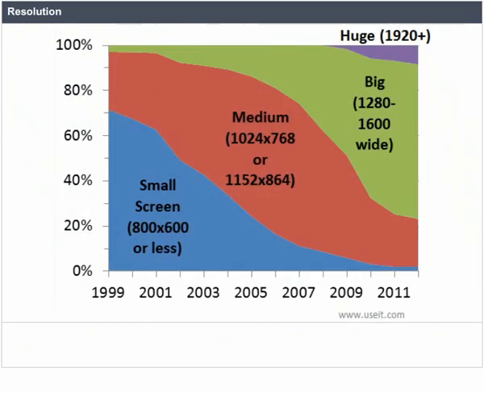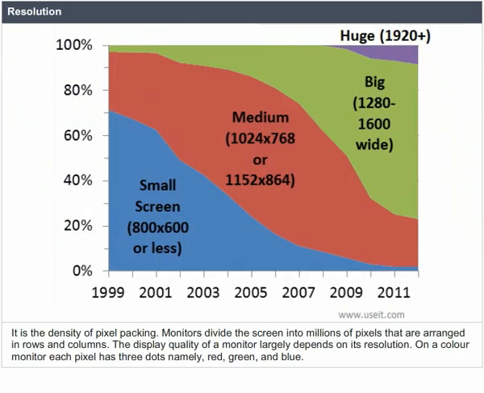Resolution. It is the density of pixel packing. Monitors divide the screen into millions of pixels that are arranged in rows and columns. The display quality of a monitor largely depends on its resolution. On a color monitor, each pixel has 3 dots, namely red, green, and blue.